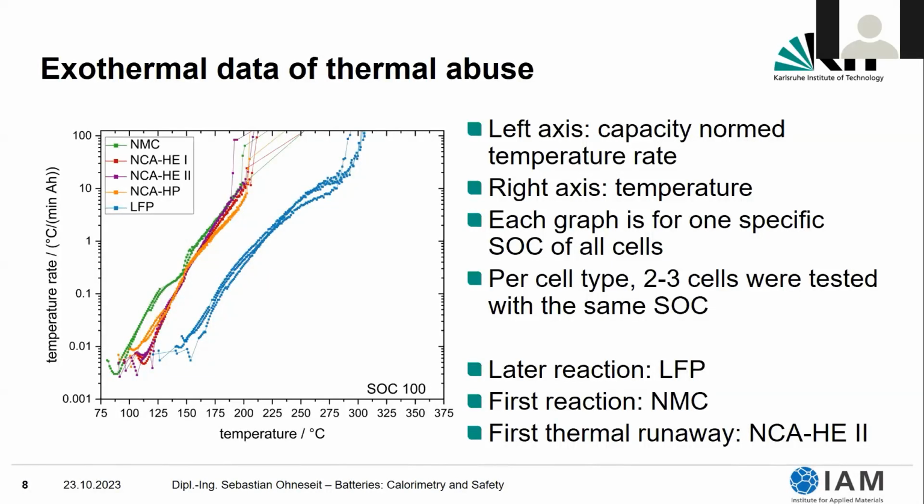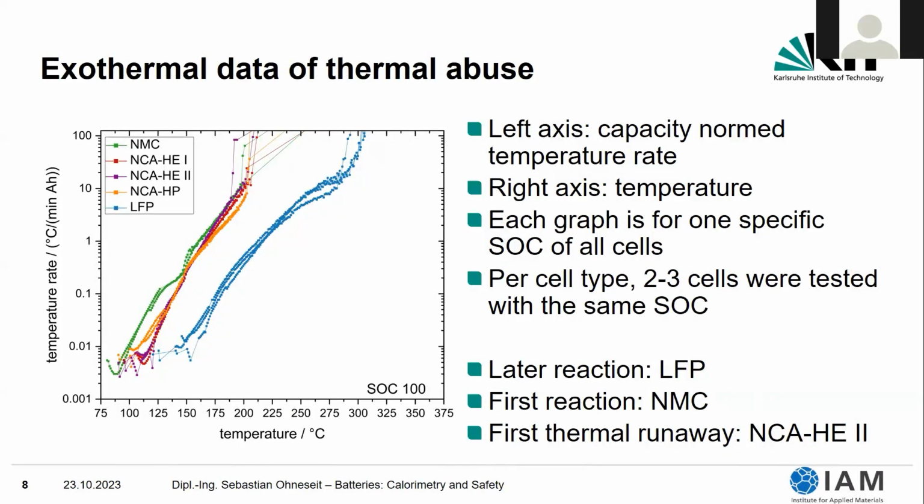Each graph is for one specific state of charge. So all of the data presented here is for state of charge 100, and in the different colors you can see the different cathode materials. As mentioned at the beginning, we are comparing NMC, two different manufacturers of NCA high energy cells, one NCA high power and one LFP cell. And as you can see, we conducted several experiments per cell type. And yeah, what can we see in this experimental data?